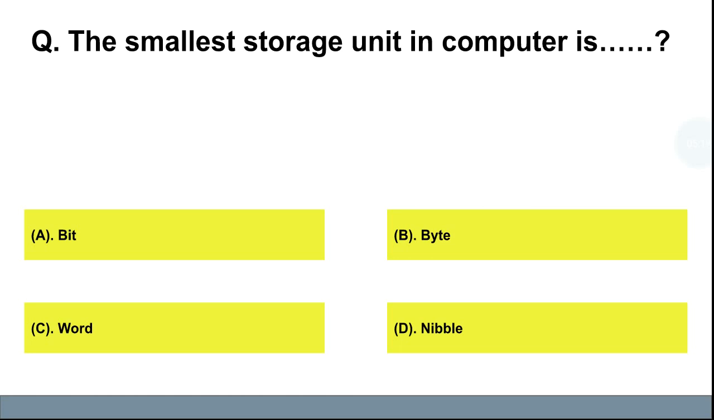Next question: the smallest storage unit in a computer is option A, a bit, option B, byte, option C, word, and option D, nibble. And the correct answer is option A, that is a bit.